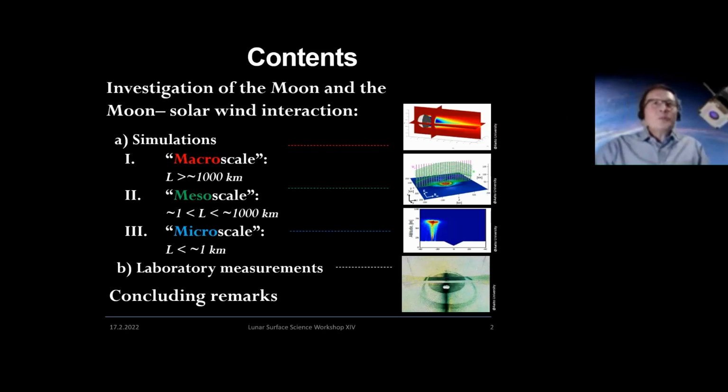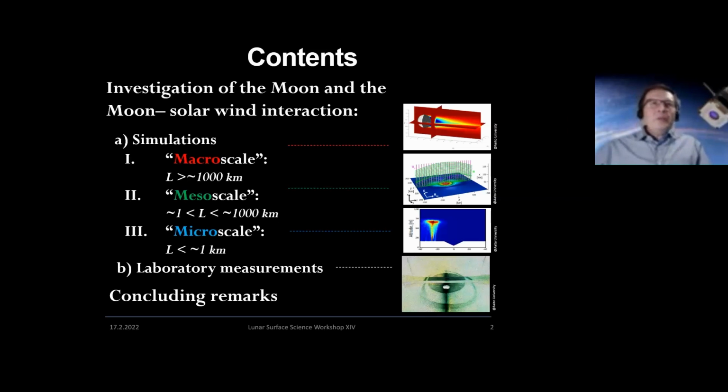We call those space scales the macro scale, where the size of the investigation region is over about 1,000 kilometers; the mesoscale, from the order of kilometers to 1,000 kilometers or so; and finally the microscale, where the investigated size is less than about a kilometer.